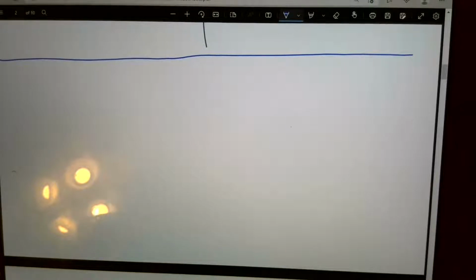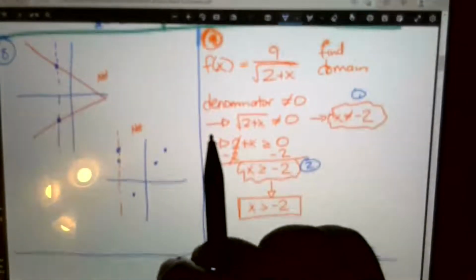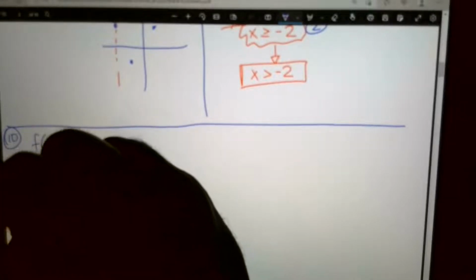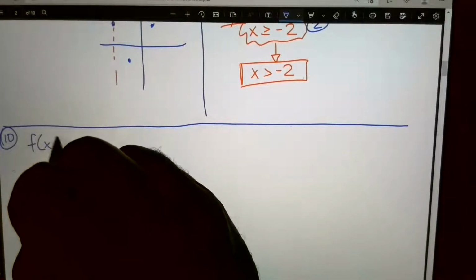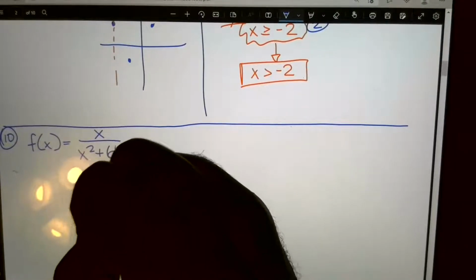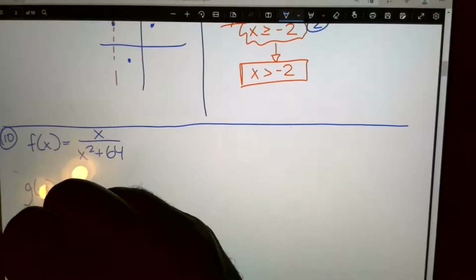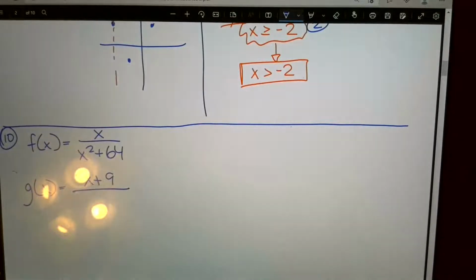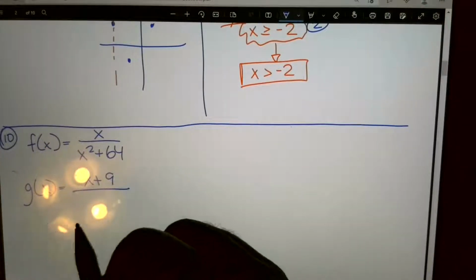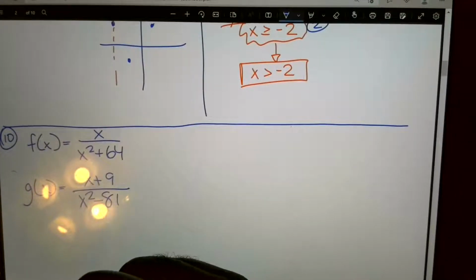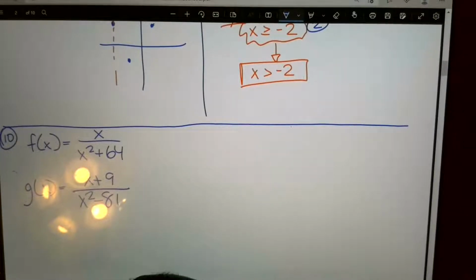Okay. More domain and range, but let's do it. And for us, this is number 10. So f of x, y'all can still see that, that's good, is equal to x over x squared plus 64. G of x is equal to x plus 9 over x squared minus 81. All right, and they want to know the domain of each of them.